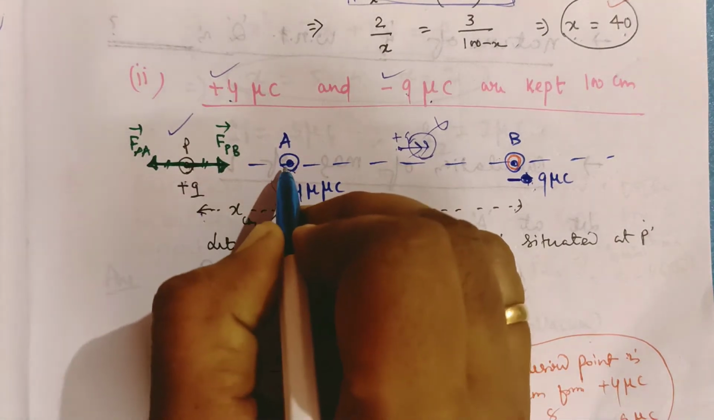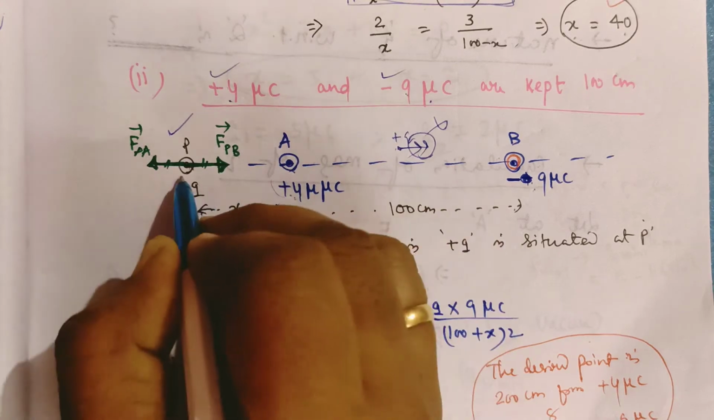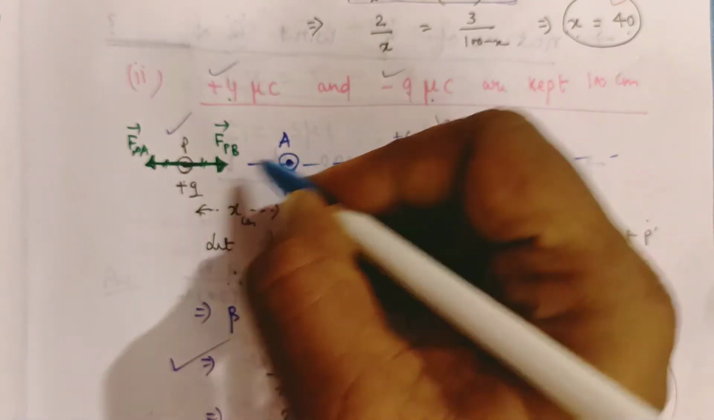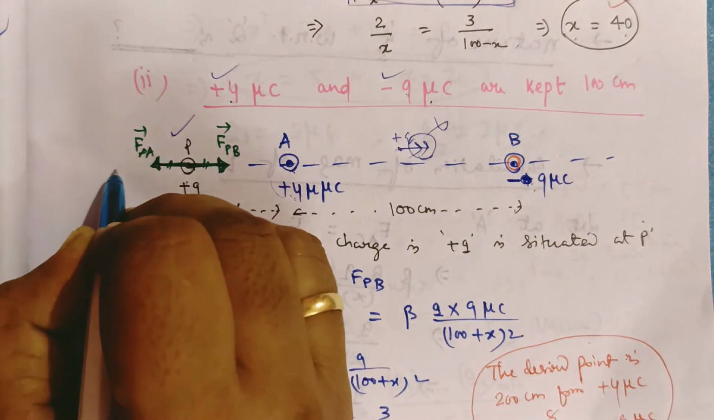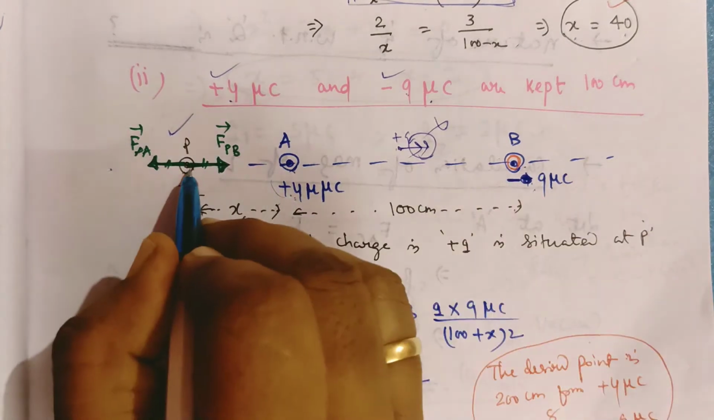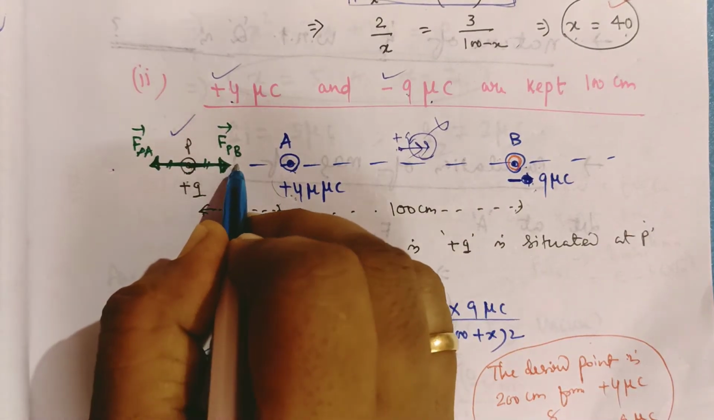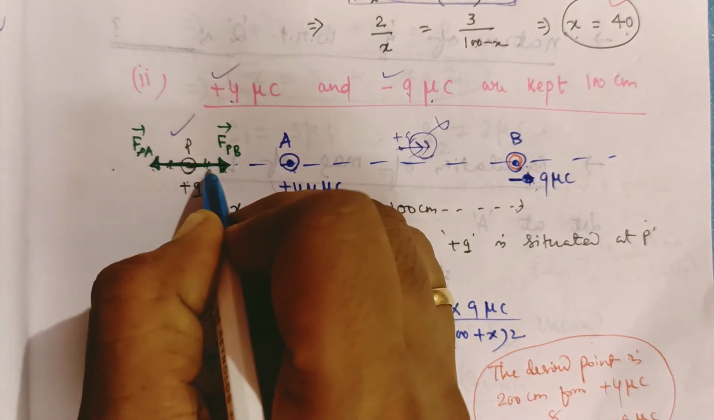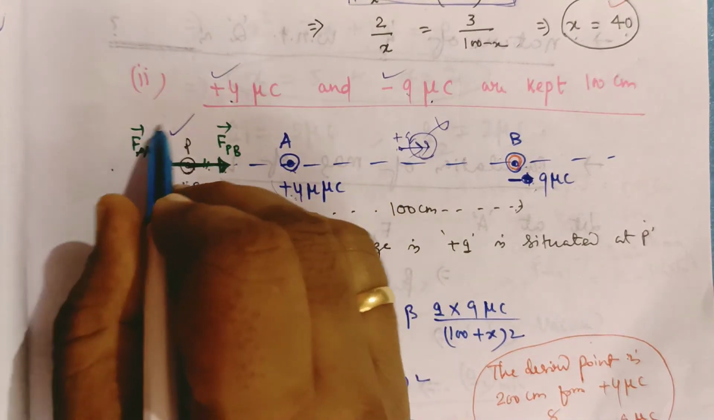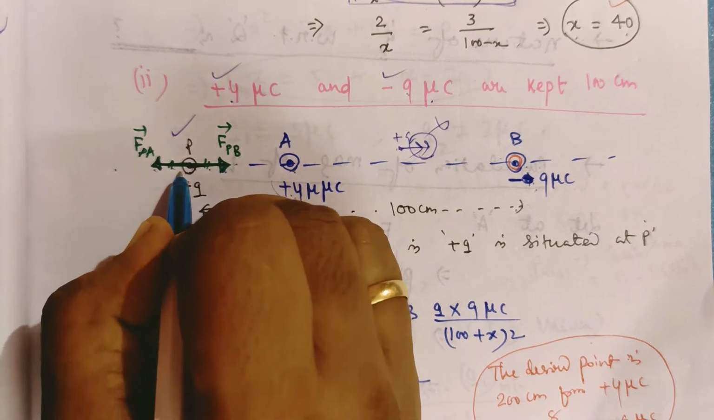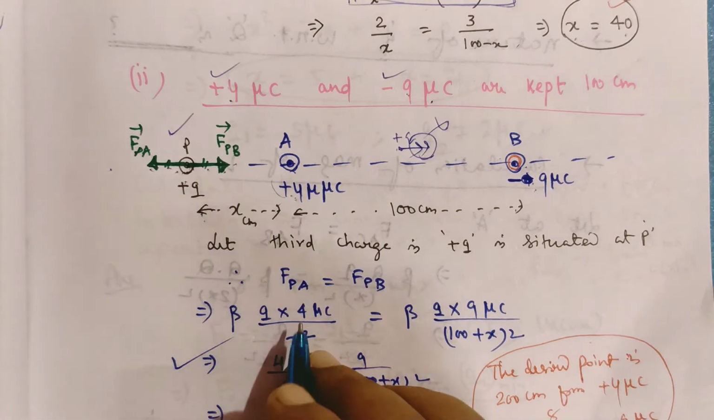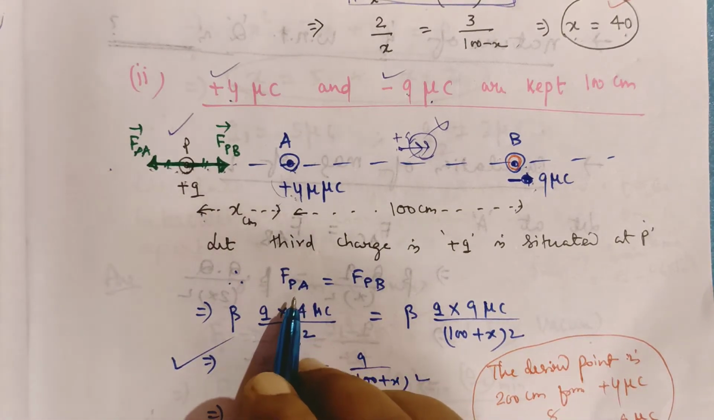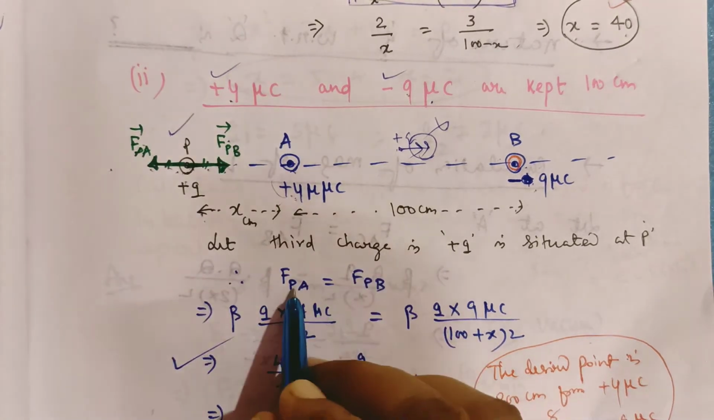Now here you see the diagram. Positive charge and this positive charge. So the A charge will repel the P in this direction. Similarly, the B charge will attract the P in this direction. So these are opposite in nature. If they have the same magnitude, we can say that the resultant force can be equal to 0. Now we proceed for the calculation. These two vectors should be equal in magnitude.